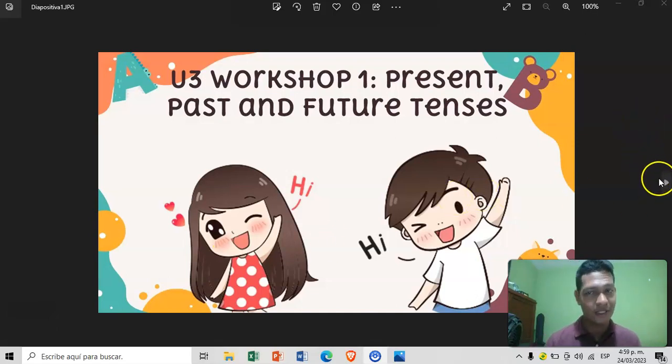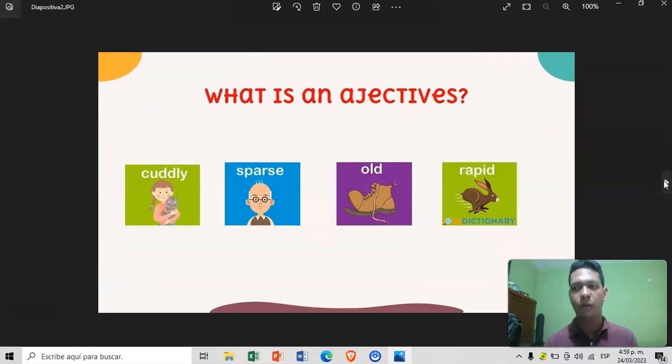So we are going to show what an adjective is. An adjective is something we can use in English to describe objects, people, animals. For example, we can describe a cloudy day. The man is a sportsman. The shoes are old, and the rabbit is rapid. Faster. Fast. So we are going to use the adjective to describe.